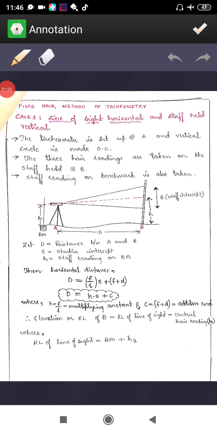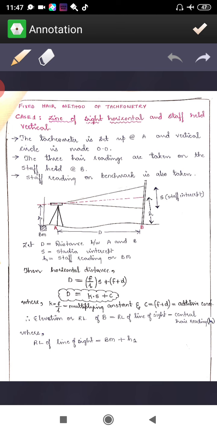So my friends, we are going to see the first case in the fixed hair method, that is case 1, when the line of sight is horizontal and the staff is vertical. Here you can see the line of sight is horizontal and the staff held is vertical. So this is case 1 in the fixed hair method. The tachyometer is set up at A, and I am going to keep my staff here at B.